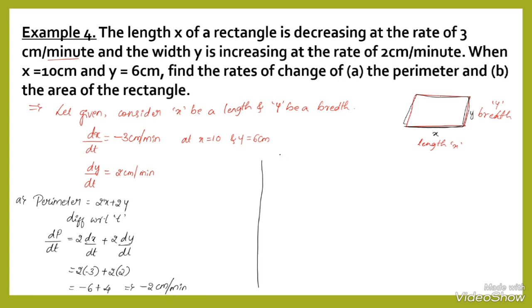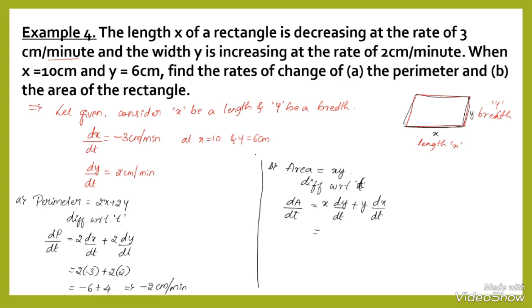Now I can take the second one, that is, we have to find the area of the rectangle. What is the area of a rectangle? Length into breadth, x into y. So I can differentiate with respect to time, t, dA by dt. Now I take x as a constant and differentiate the second function, dy by dt, plus y constant and differentiate dx by dt. Now I have to substitute here.